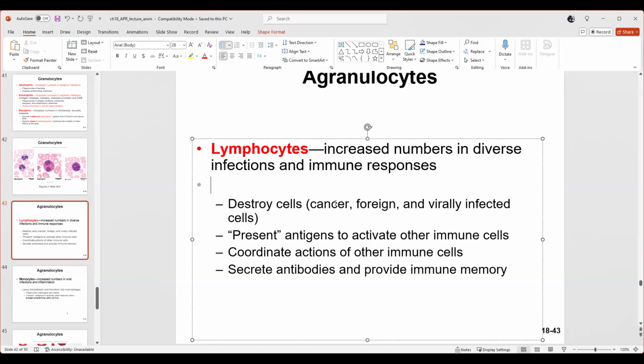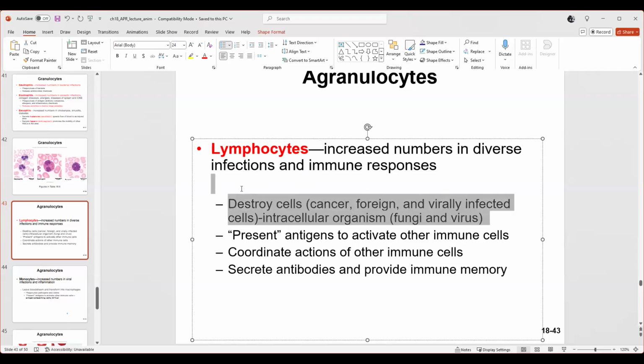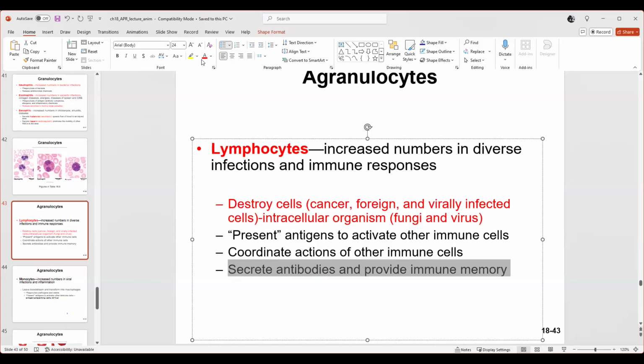Lymphocytes are really important for intracellular organisms, the big ones being fungi and viruses. So we see large increases in lymphocytes when we have fungal and, more importantly, viral infection, things that go inside the cell. Lymphocytes present antigens to activate other immune cells. They coordinate actions of other immune cells, secrete antibodies, and always a big one, they provide immune memory.